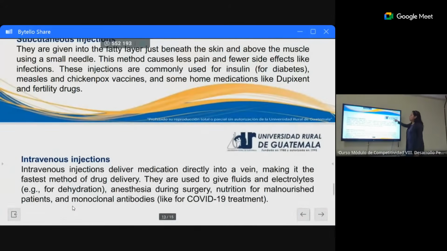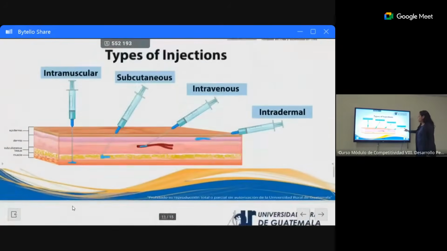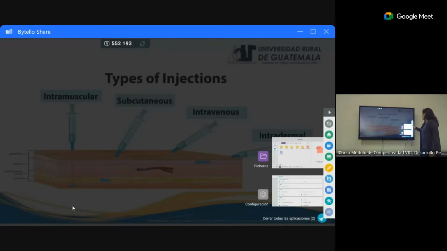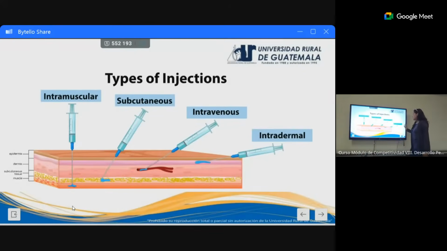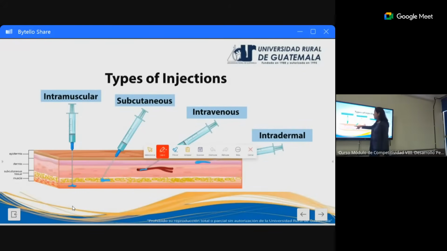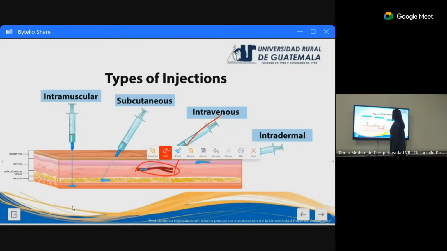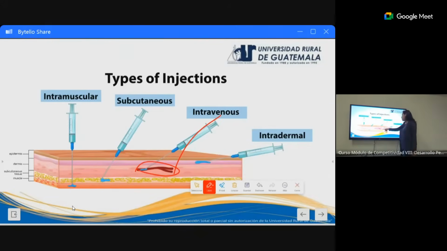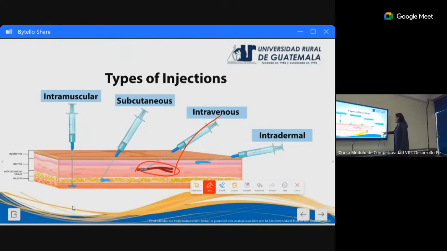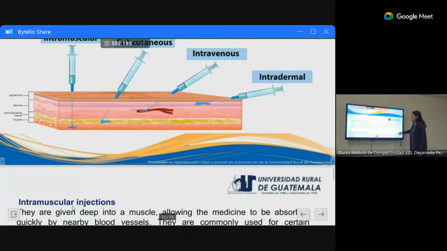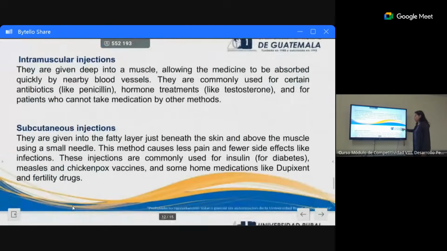And as you can see here, it is administered directly to the vein. That's why it has to be directly to the vein. That's why it is said to be the fastest way when administering any type of injection or vaccine through injection.